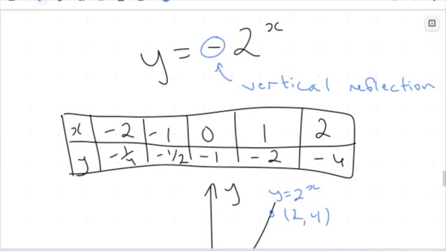We now have looked at another two types of transformations of my exponential graph: vertical reflections and horizontal reflections.